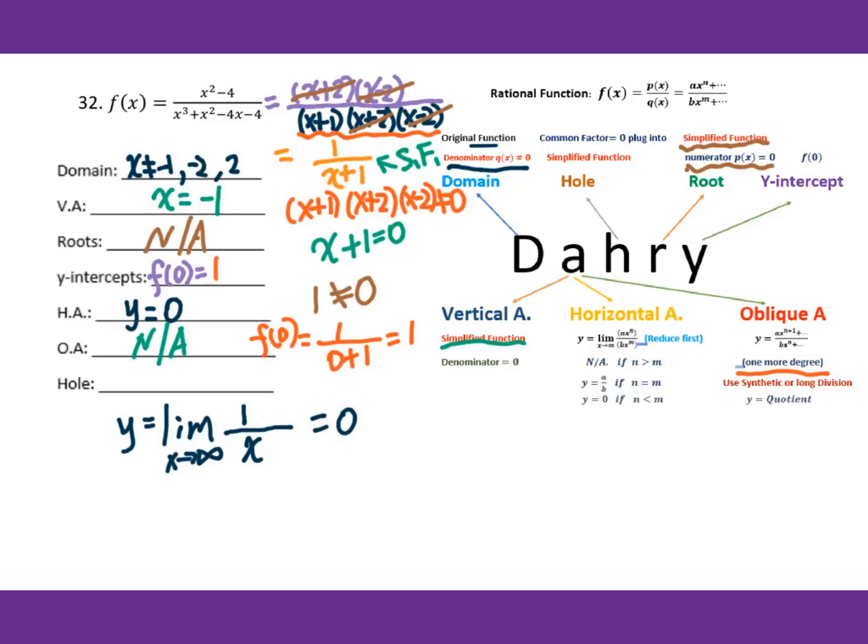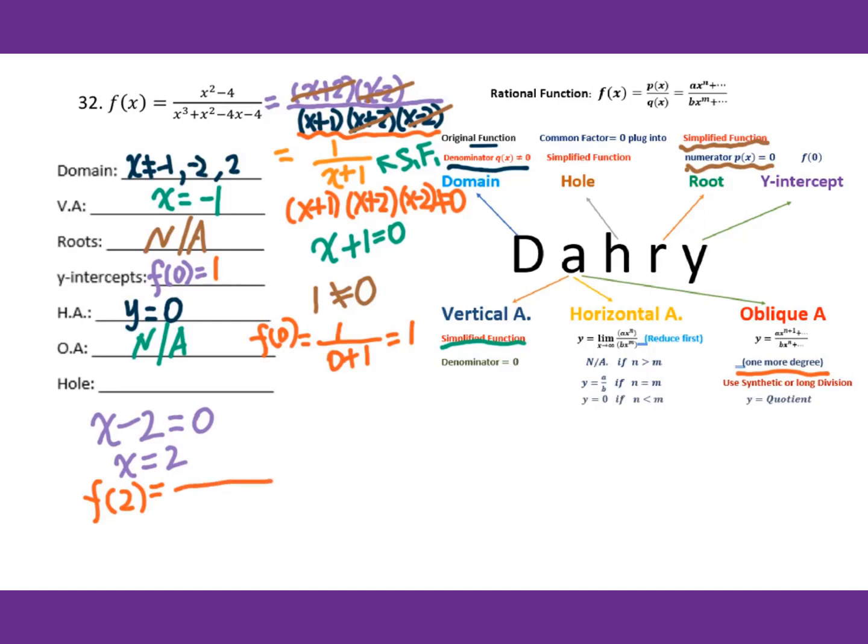Hole, we have 2 holes for this rational function. You set up the factor x minus 2 equal to 0. Then x equals 2. Then plug 2 into this simplified function. 1 over 2 plus 1. That is 1 over 3. Therefore, you have 2, 1 over 3.